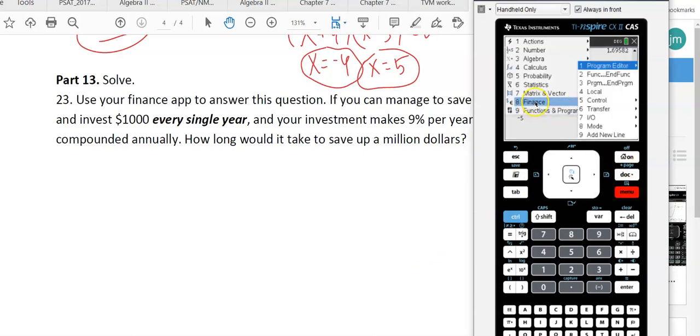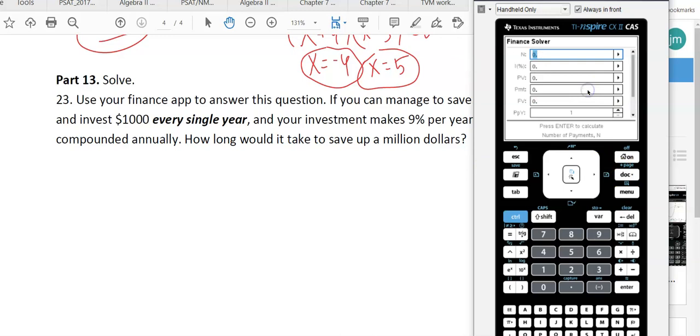Okay, so finance solver, always start with percent. That's 9. Present value is 0. We're just making a payment every year. Negative 1,000 because I'm paying it out. Don't make your payment and your future value positive. You get an error message every time. You want $1 million once a year. N is what we're solving for. How long will it take? This is in years because the number of payments per year is 1.